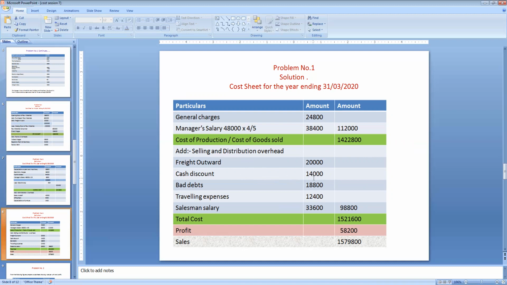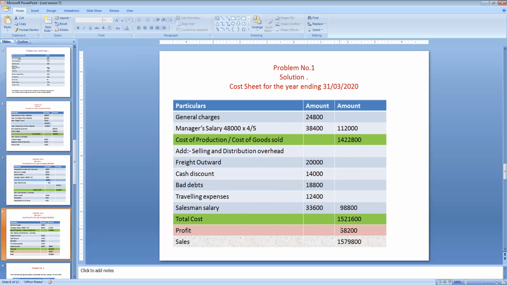Cash discount is given to the customers, that is 14,000. Bad debts 18,800. Traveling expenses 12,400, and salesman salary 33,600. These are all the selling and distribution overheads. The total together it becomes 98,800. This has to be added to the cost of production or cost of goods sold.